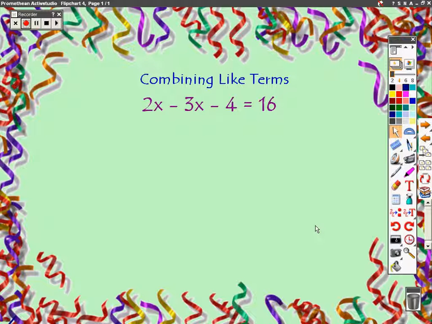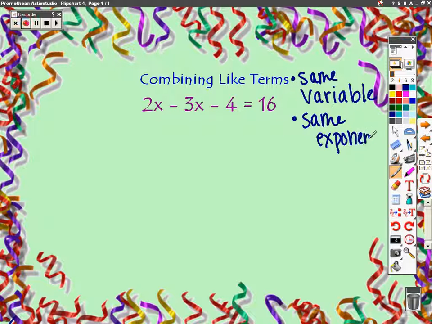This video today is about combining like terms. The first thing we have to determine is, what is a like term? A like term is anything that has the same variable, and the variable has to have the same exponent. So let's take a look at ours.